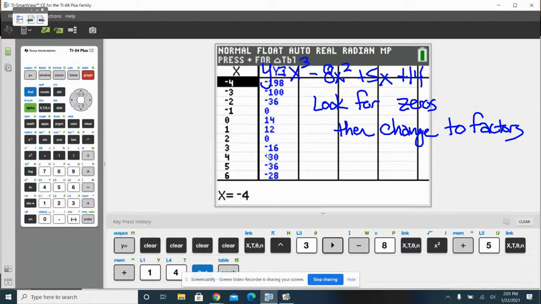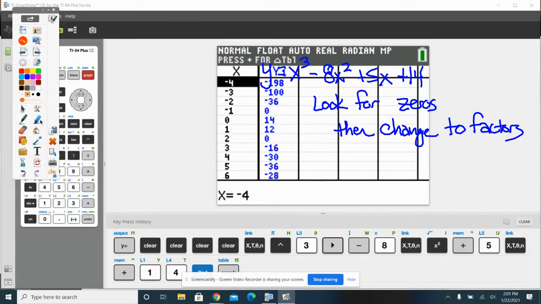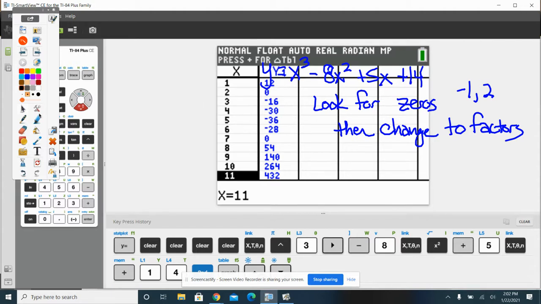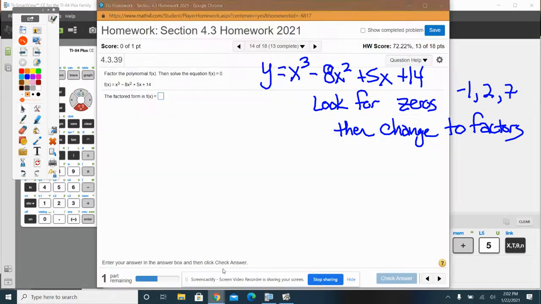I see that negative 1 is a 0. Let's jot that down. 2 is a 0. What else? I might have to scroll up or down to see. Maybe down. There it is. The last one is 7. I'm looking for 3, and I found 3. So now, when I go back to my question, I know the zeros, so I can write the factors.